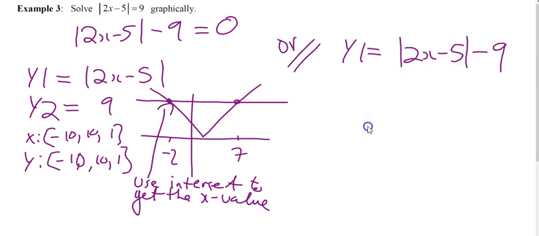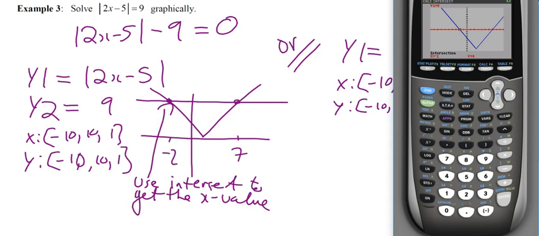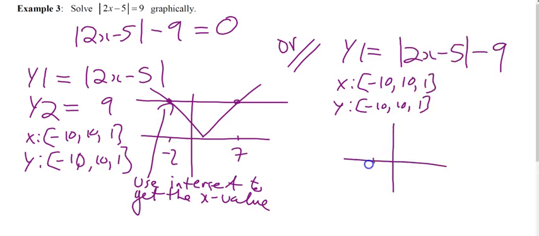Or y1 is equal to this. X, still negative 10 to 10 by 1. Negative 10 to 10 by 1. Okay, sketch it out. Oops. Sketch it out, what it looks like. Okay, and then you're getting the zeros. Find the zeros. Okay, so any questions about a graphical verification?